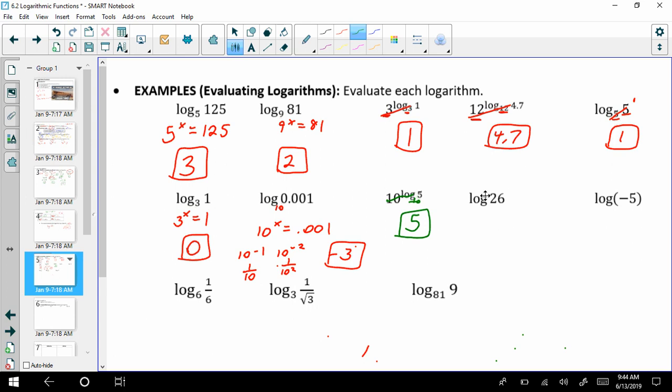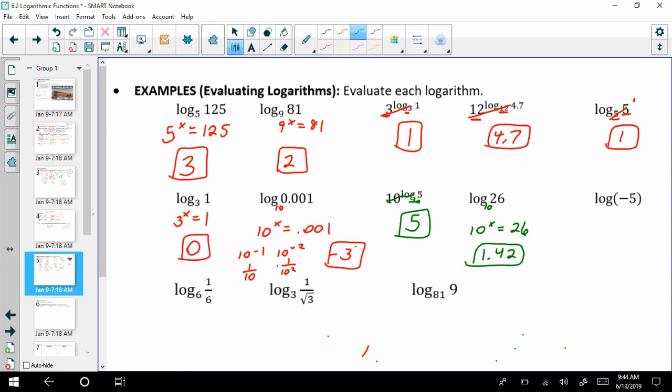Next one, no base written in, so it's 10. So this is asking 10 to what power is 26? This one you need a calculator on. This is a decimal. So this is one where I would just type in my calculator log 26. So see if you can do this. Hit the log button and then just do 26. And it's going to give you a decimal. Let's go 2 decimal places. So this decimal answer with rounding would be 1.42.